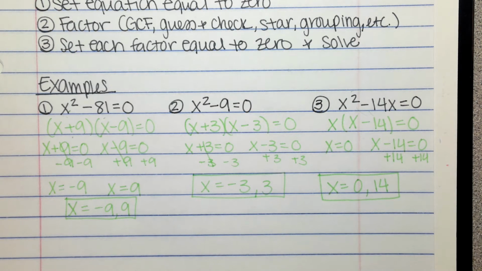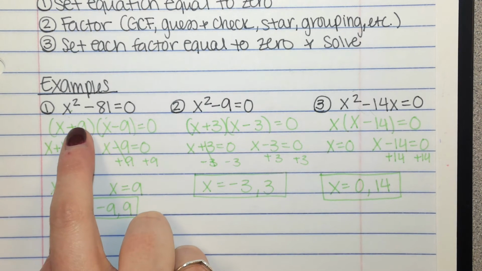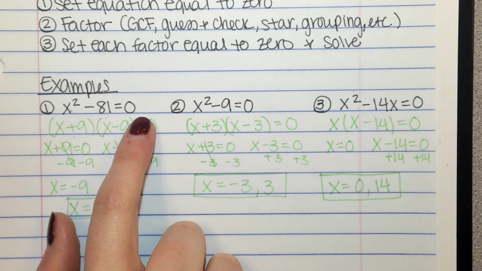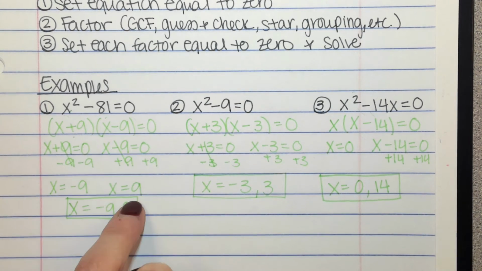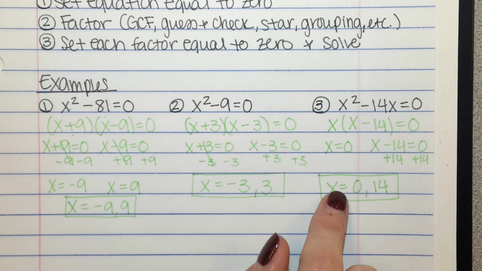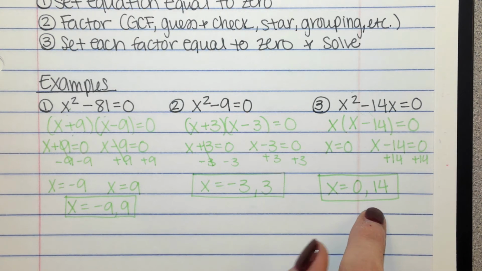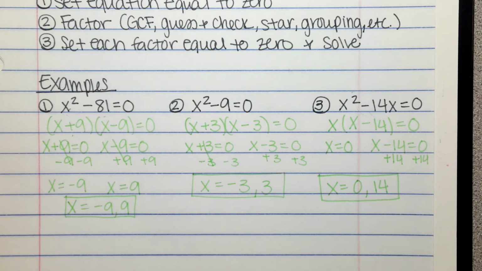And so here's something I want you guys to notice. And this can be a shortcut for you. So here your factors were positive 9, negative 9. So the solution to this was negative 9. The solution to this was positive 9. Those are opposites. 3 and negative 3, negative 3, 3. 0 is just always 0. But negative 14, positive 14. So your actual solution, as long as it's a one step and there's nothing in front of the x, is just going to be the opposite of whatever you have there. Okay?